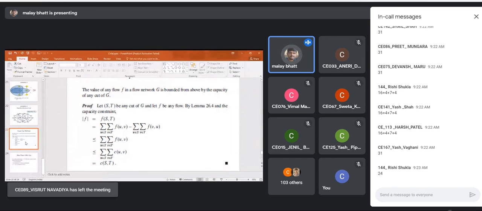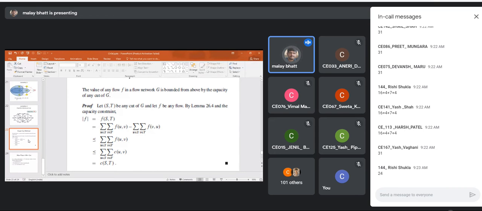The total flow is less than or equal to sigma u belongs to S, sigma v belongs to T, f of u comma v. Now what does this equation indicate? It is indicating sigma u belongs to S, sigma v belongs to T, capacity of u comma v. And this is the equation of the cut, the capacity of the cut, C of S comma T. So this indicates that the net flow is less than or equal to the capacity of the cut, C of S comma T.